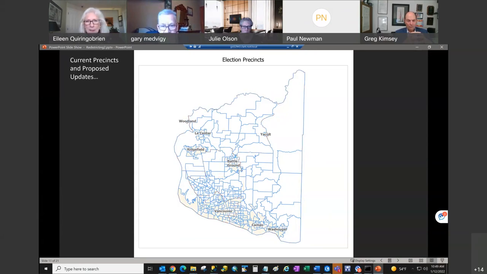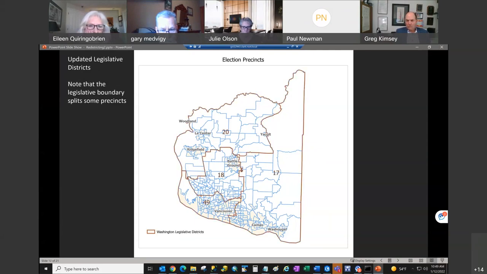I'll draw your attention to, I'm going to bounce back and forth because what you're going to see are some precincts split. So if you watch this area where I'm circling my mouse and I go onto the next slide, you'll see that this legislative boundary right here is splitting this precinct. So that's a very clear example. I'll go back one more time.